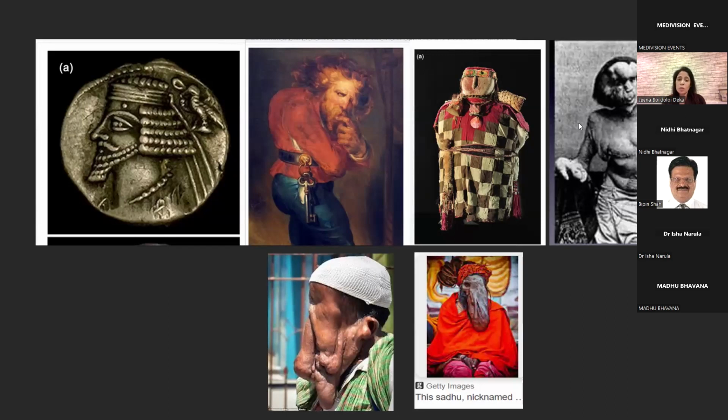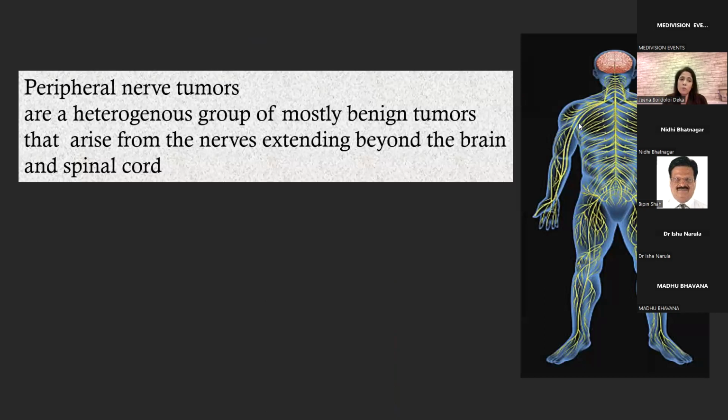And in the modern day scenario, we have many neurocutaneous syndromes, like these pictures of Indian men, which I've just gathered from the net. But nerve tumors are not just about neurocutaneous syndromes or these very grotesque looking tumors. With the advancement of medical science, as well as imaging and genetics, as well as pathology, nowadays there are a variety of tumors which are found to be of nerve origin, and also some having non-neural elements which are found within the nerves. So when we say peripheral nerve tumors, they are a heterogeneous group of mostly benign tumors that arise from the nerves extending beyond the brain and the spinal cord.